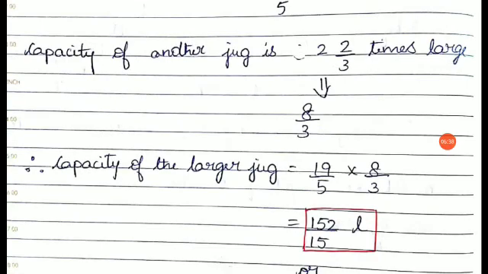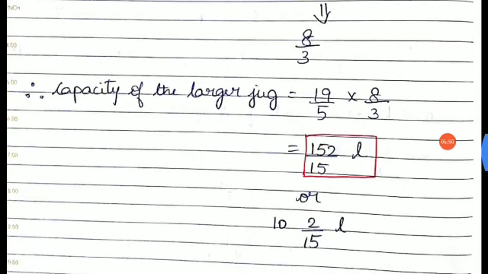19/5 into 8/3, we are directly multiplying. If there are chances to simplify, you can. Okay. So 152/15 liters is the capacity of the larger jug. Or you can write it as a mixed fraction, or better to stop with 152/15 liters. Clear children?